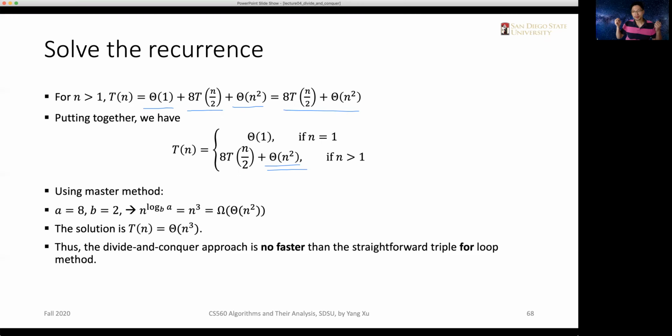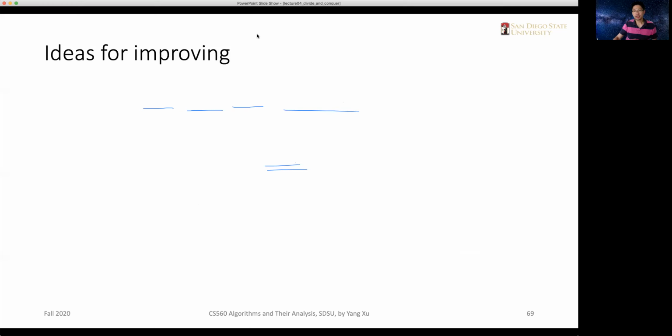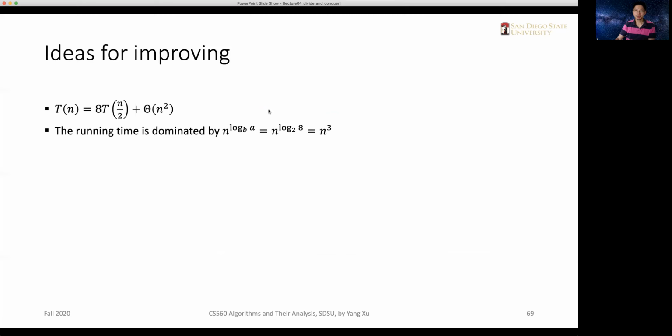Okay, so far, using this example, we've shown that applying a straightforward divide and conquer algorithm doesn't necessarily have better time efficiency, right? But in the case of matrix multiplication, we can think of some ideas for how to improve this algorithm, okay? Because the running time is dominated by the term here. It is the cost of solving all the subproblems, okay?